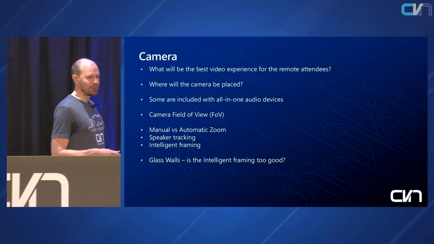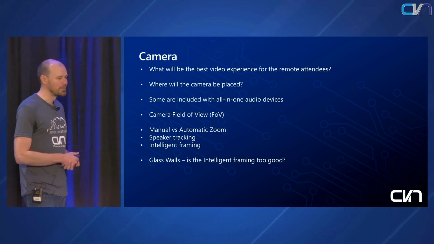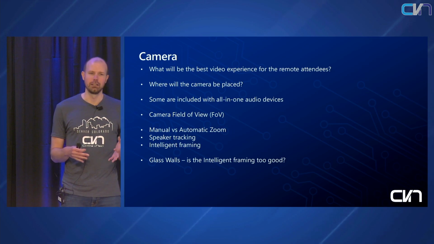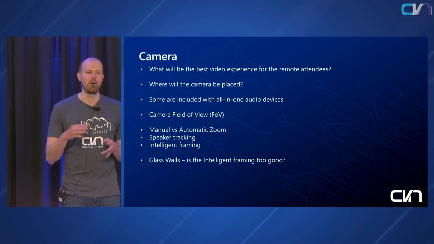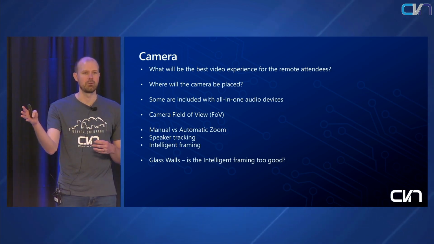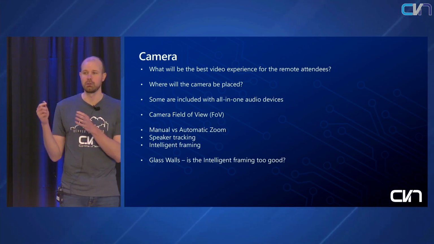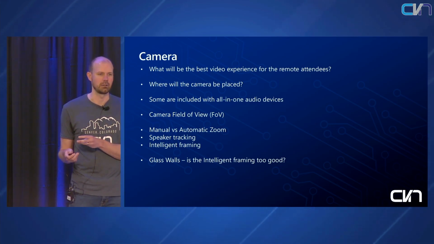I mentioned glass walls again. Be careful with this. Intelligent framing is really good, but if intelligent framing is always picking up people outside of the room that are either walking by or just standing there having a conversation, to the remote people, that is very distracting. We want to make sure that the remote people are focused on the participants inside the room and not focused on the camera panning to other people that are outside the room, right?